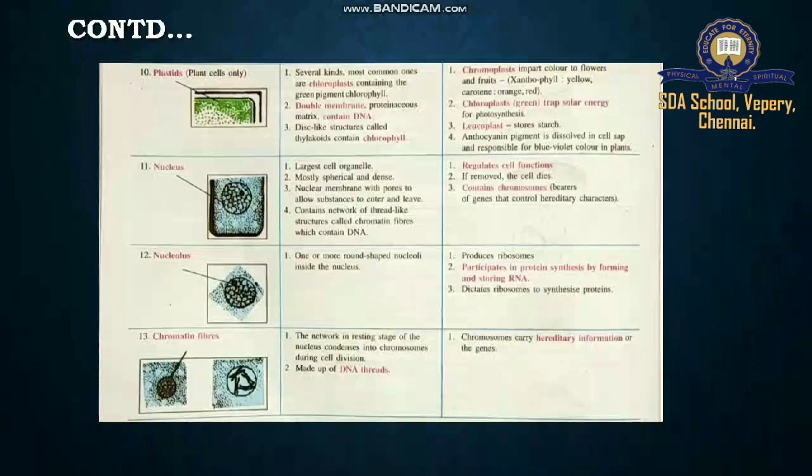Then plastids. Plastids are usually present only in plant cells, because the green part of all plants is present in plastids. Plastids play a major role in photosynthesis. There are three types of plastids: chloroplast, chromoplast and leucoplast.